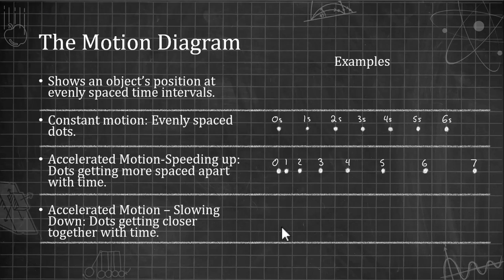If we take a look at accelerated motion slowing down, what we're going to see is the reverse of the speeding up, where we're actually traveling quite a far distance in the first few seconds, and then that distance is getting shorter and shorter as the time progresses.